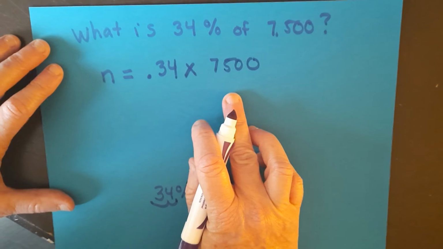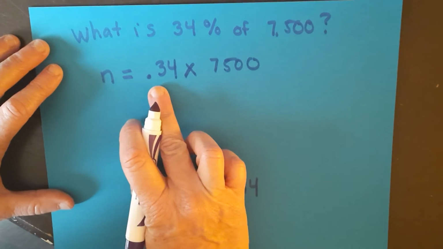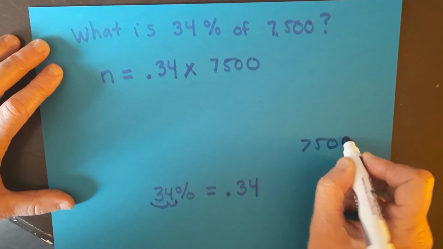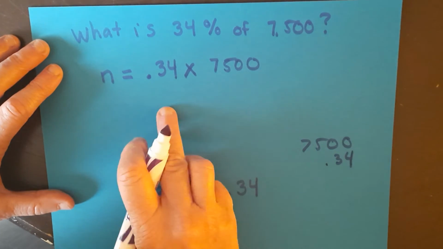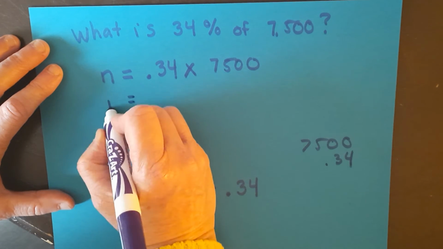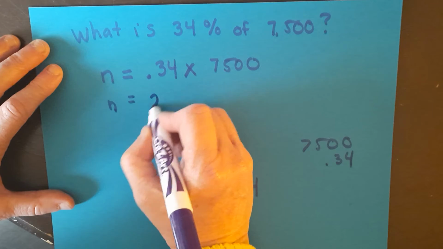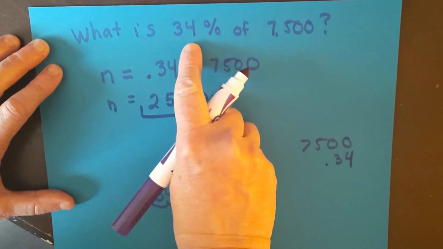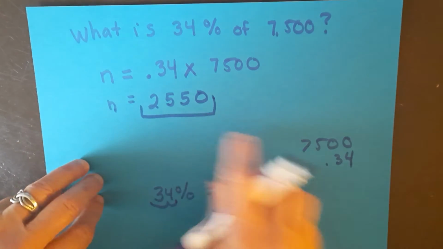So when you multiply 7,500 by 0.34, which I'll let you do, you can just go ahead and do that on the side. But when you multiply those out, that ends up with 2,550. And that's our answer. 34% of 7,500 is 2,550. One last one.